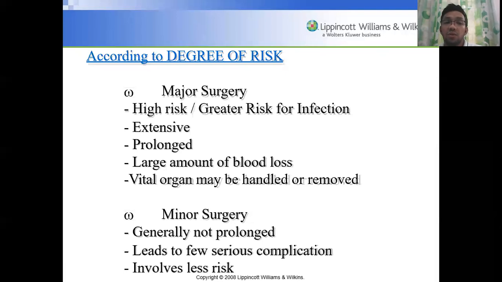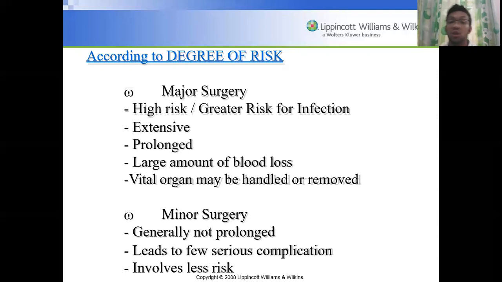Now we go to according to degree of risk. Major surgery. This is a high risk and greater risk for infection. And usually major surgeries are extensive or prolonged. So if you are an operating room nurse, a scrub nurse, you're going to be spending sometimes your whole shift or even more than that, assisting the surgeon during that type of surgery.